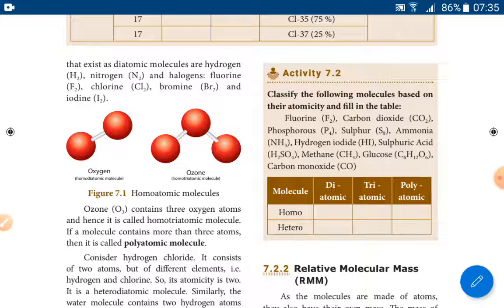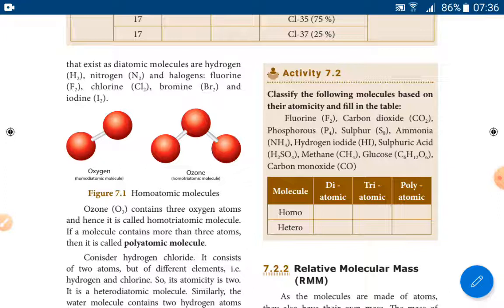So fluorine is going to be here in the first category, homodiatomic. Homo means the same kind of atoms combined to form a molecule. So it's going to be fluorine. And heterodiatomic is CO, carbon monoxide, two different kinds of atoms of the elements C and O.